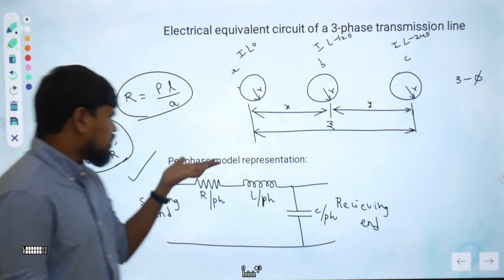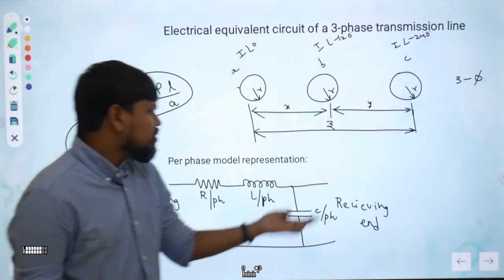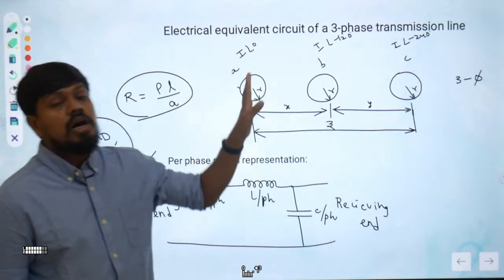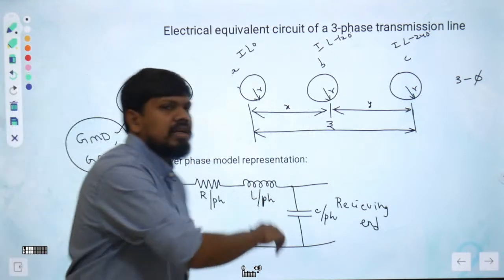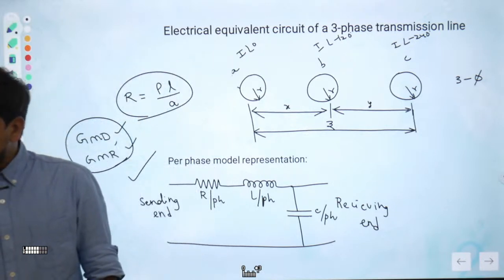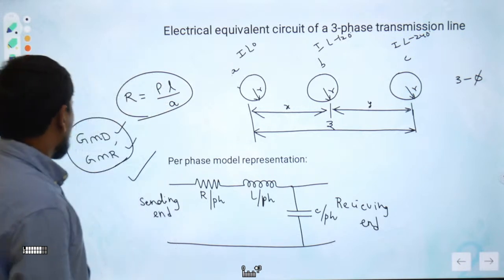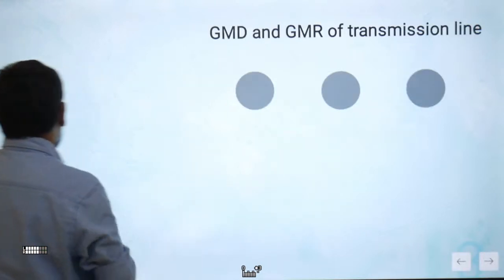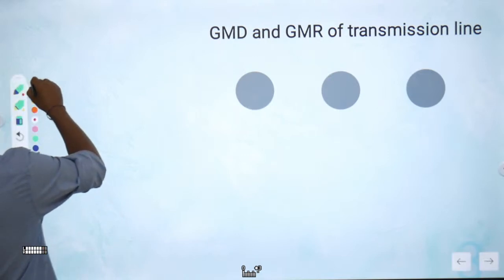Understanding, right? Once you represent like this, that means you need to know L per phase separately, you need to know C per phase separately, including all the three phases. How you can do that? Calculate GMD and GMR, then you can represent like this. We have to calculate GMD and GMR, then only you can get the points. So that's what you got it, right? Importance of GMD and GMR, we need to represent per phase model. That's why we are representing GMR and GMDs.